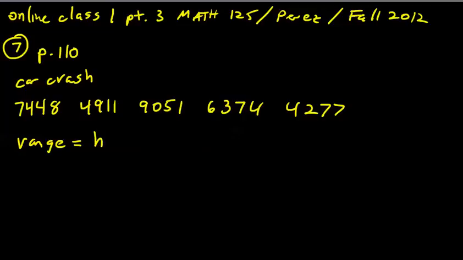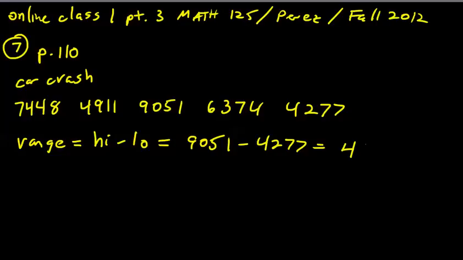Well, the range, very simply, is the high value minus the low value, a very crude measure of center, and the high value is 9051, and the low value, it looks like 4277, and we grind that out with our calculator, and we come up with a dollar value of 4774 in dollars. Probably best to give units on your answers. So 4774 in American dollars. All right. Now the standard deviation.